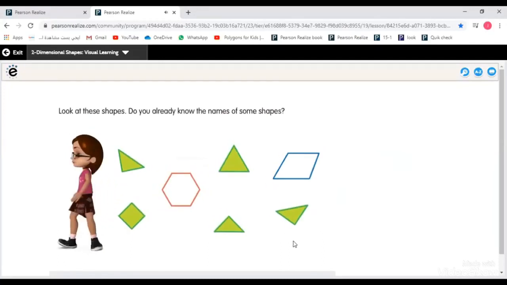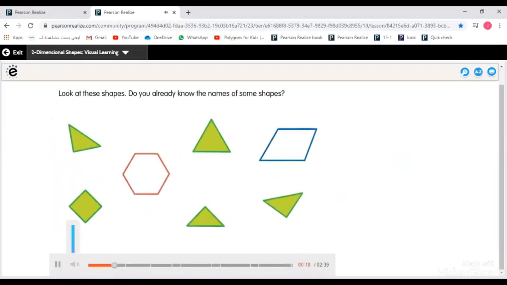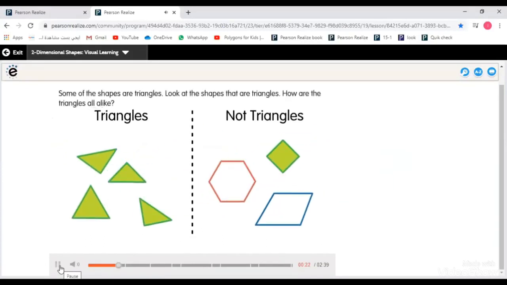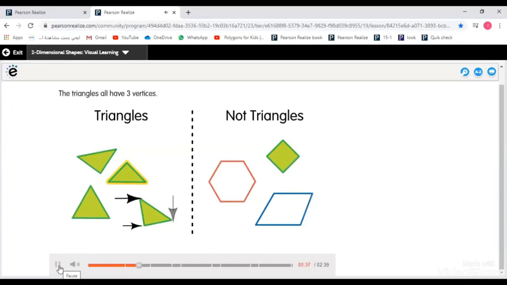Look at these shapes. Do you already know the names of some shapes? Some of the shapes are triangles. Look at the shapes that are triangles. How are the triangles all alike? The triangles all have 3 sides. The triangles all have 3 vertices. The triangles all have 3 angles.